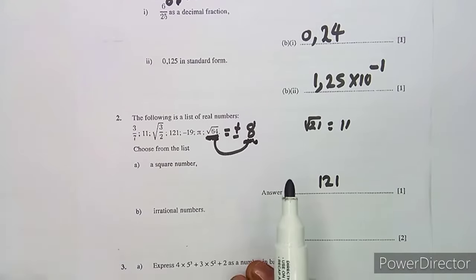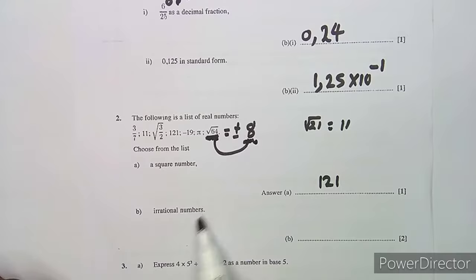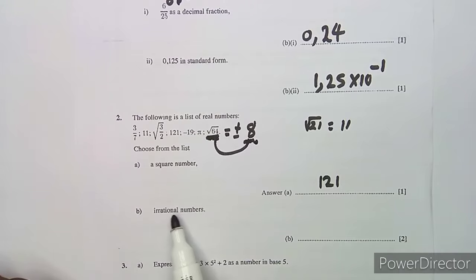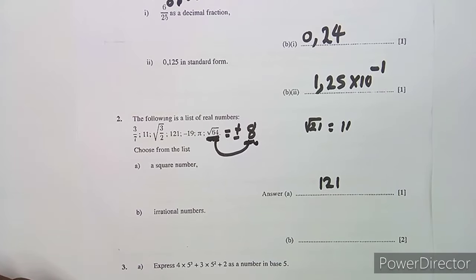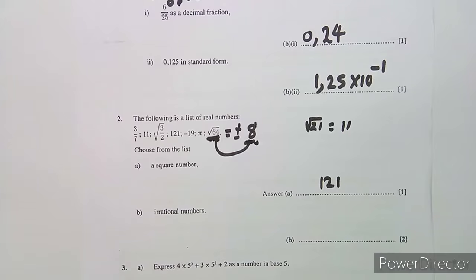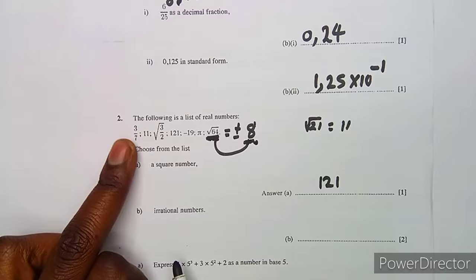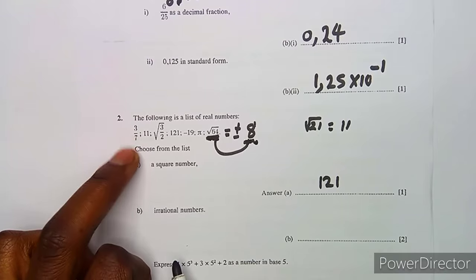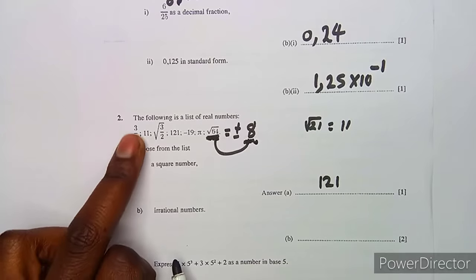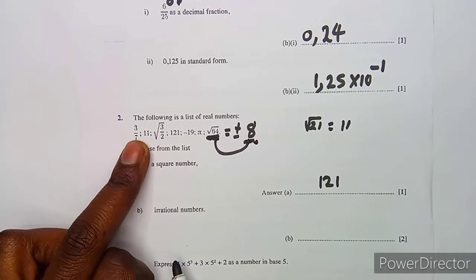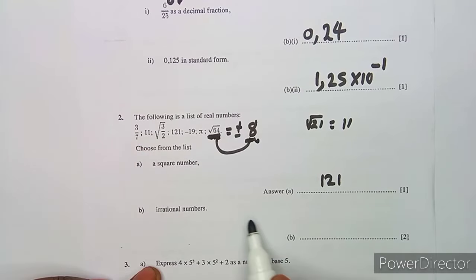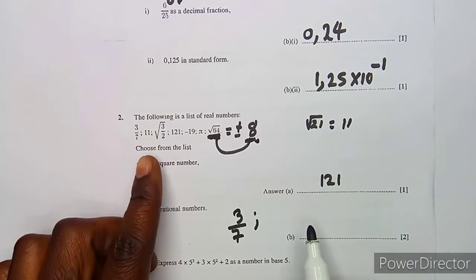Okay, then we move on to B, which is the irrational numbers. Remember, irrational numbers are the numbers that are not exact. When they are expressed as decimals, they do not end. Like 3 over 7 guys, if you divide, we do not need a calculator. Just looking at these values, 3 and 7, they've got nothing in common. So we've got 3 over 7 here. We move on to another one, 11.